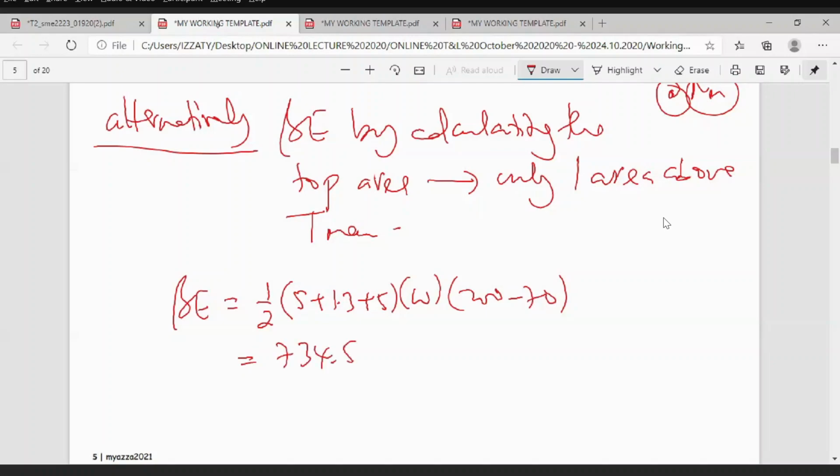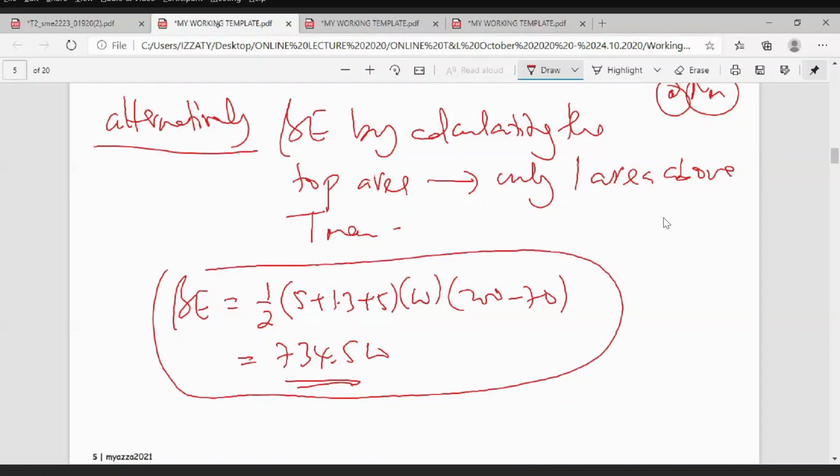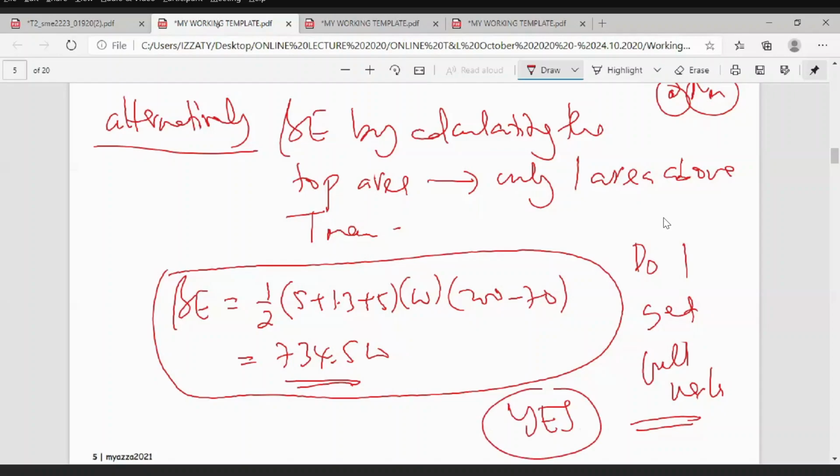3.4.5 omega. Okay, so question. If you calculate this one, do I get the full mark? Do I get full mark? The question is, yes. The answer is yes. Okay, you'll be getting the full mark, inshallah.